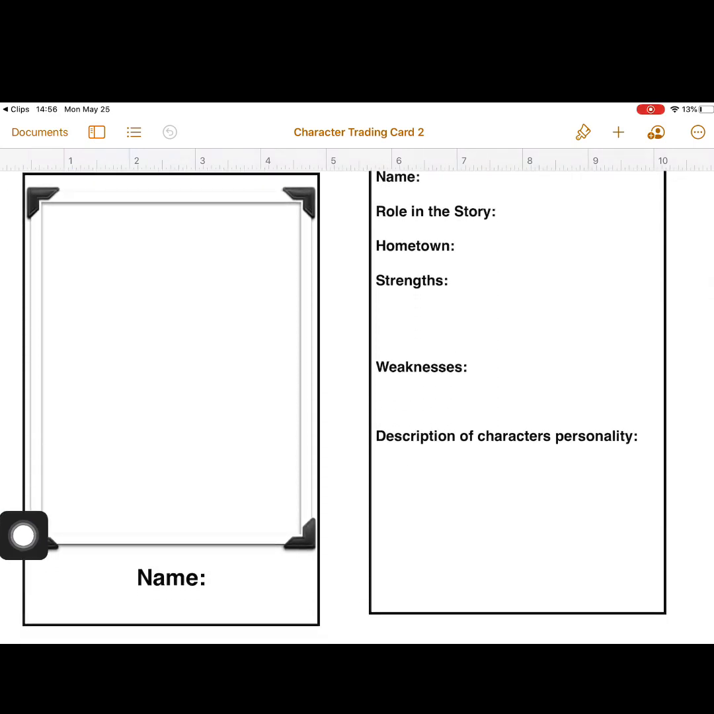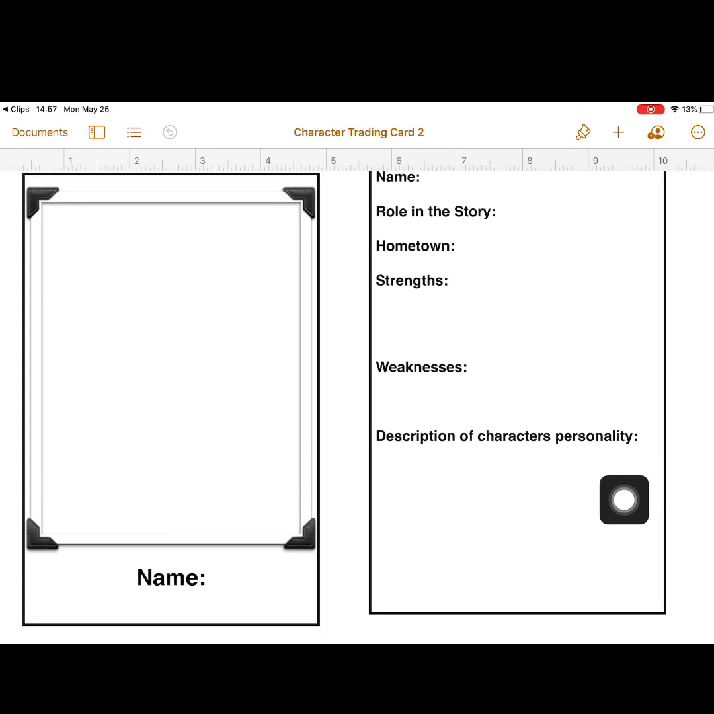And there it is. You would put a picture in right here, and the name of the character that you chose here. Then the role in the story. So are they the mom, dad, sibling? Where do they live? What are the strengths of this character? Use evidence to support in this case. And in this one, what are the character's weaknesses?